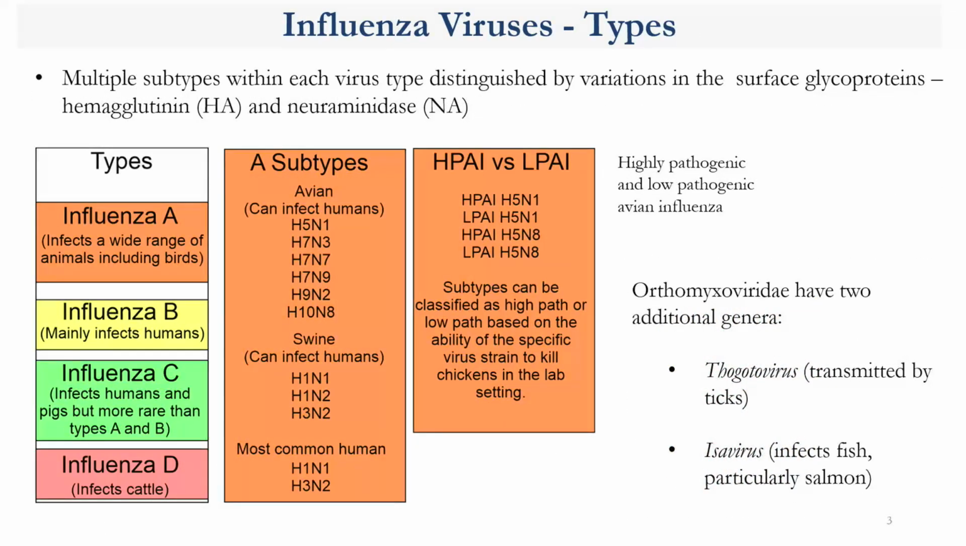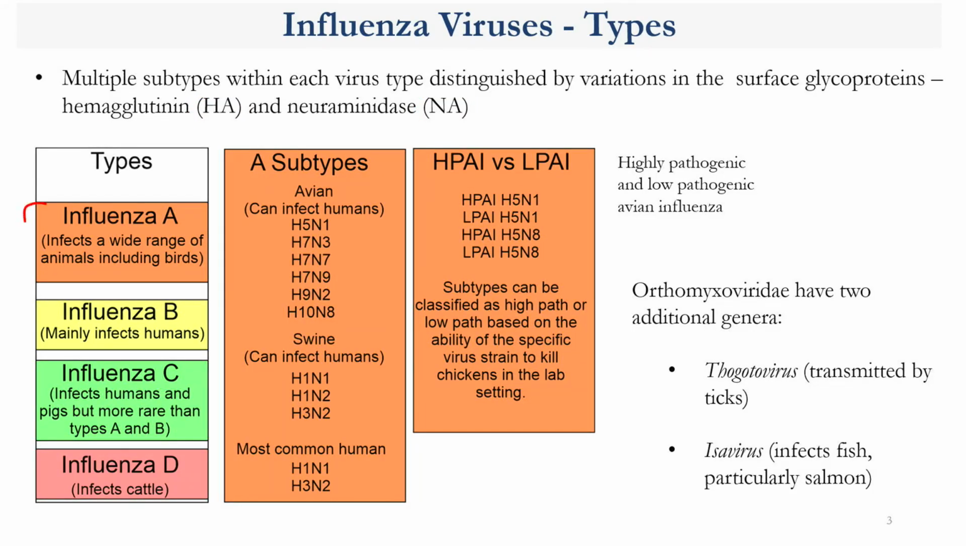And there are multiple subtypes of the influenza virus, and each type is distinguished by the surface glycoproteins: hemagglutinin, HA, and neuraminidase, or NA. That's where the naming convention comes from: H1N1, H5N1. Your hemagglutinin as well as neuraminidase.